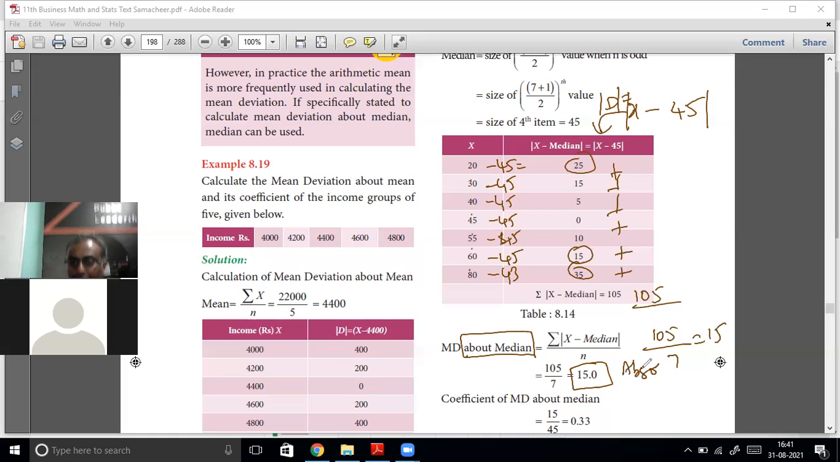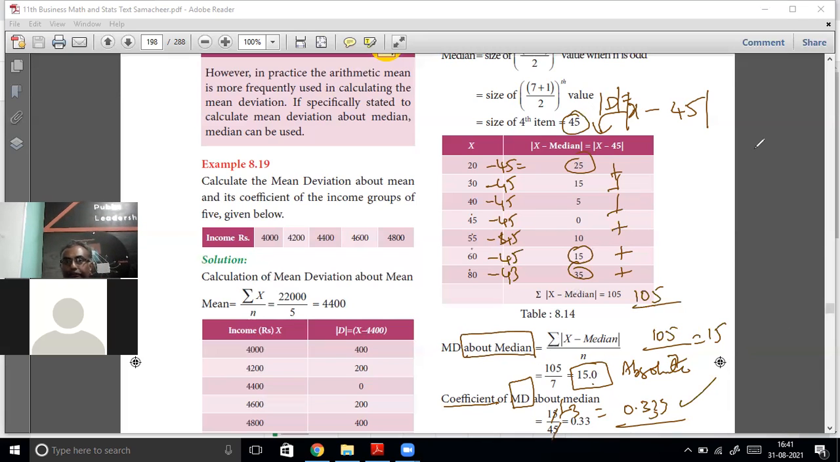You cannot compare it with another data set. If you want to compare it with another data set, then you should take the coefficient of the mean deviation. That is simply mean deviation divided by median here. So 15 by 45, this will be 1 by 3. 1 by 3 is equal to 0.333, whatever. So however many threes you want to put, you put. That is how they are given.